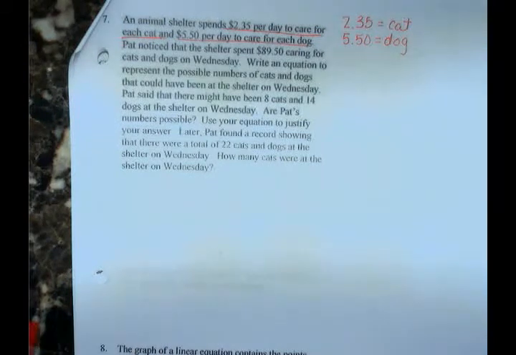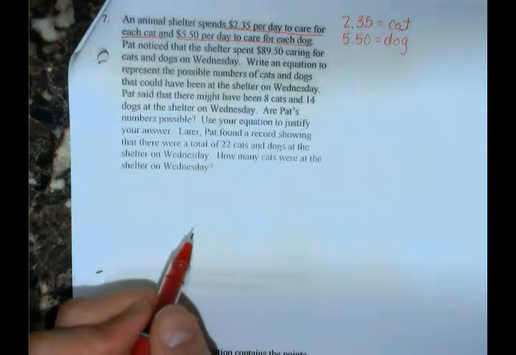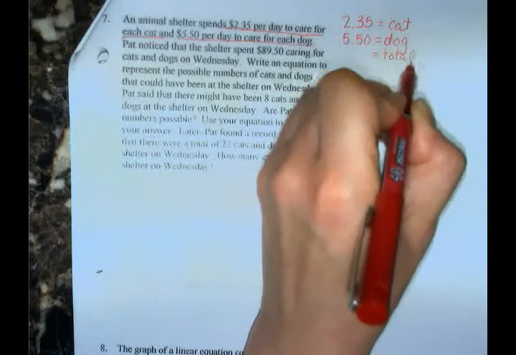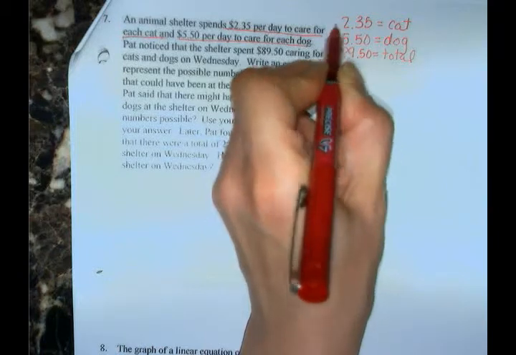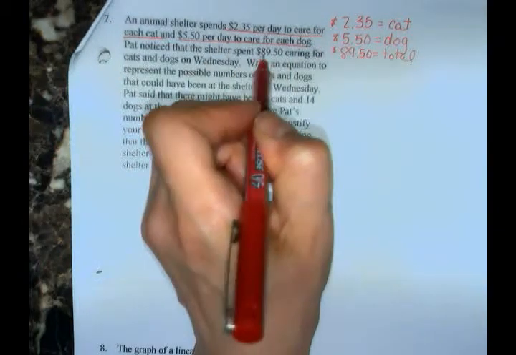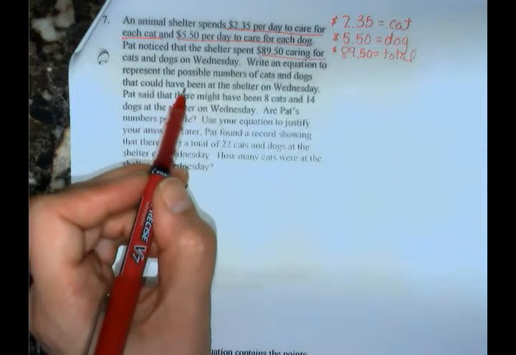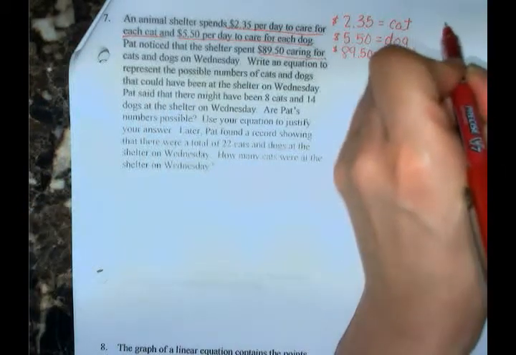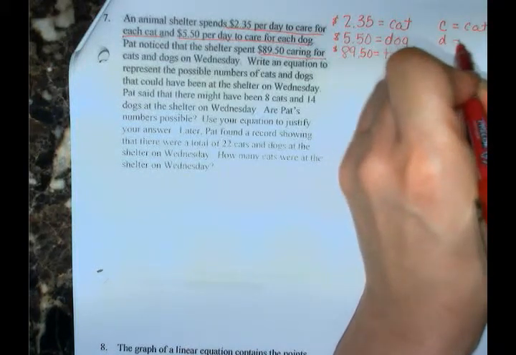Pat noticed that the shelter spent $89.50 caring for cats and dogs on Wednesday. So a total of $89.50 on Wednesday. Write an equation to represent the possible number of cats and dogs that could have been at the shelter on Wednesday. Well, let's see. We need some let statements. Let's represent cats with a C and dogs with a D.